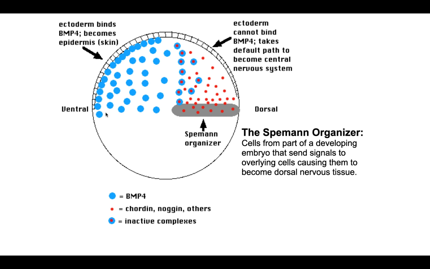Now, I have linked to the Canvas site a video that shows a very famous experiment where you can take some of this dorsal lip tissue, some of the Spemann organizer, and transplant it over onto the other side of the embryo, and that will lead to the production of conjoined twins that are connected by the belly. It's a really cool experiment, and I recommend you watch that video.